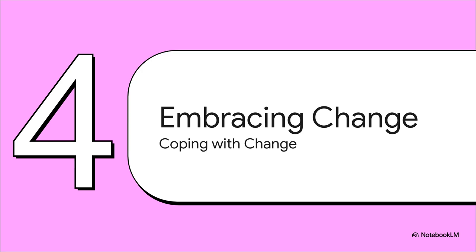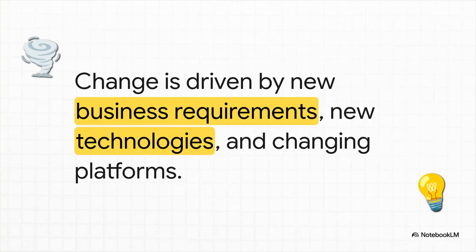If we know for a fact that change is going to happen, how do modern processes actually cope with it? Here's the one universal truth of making software. It is never, ever finished. The world is always changing. Business goals shift. Brand new technology appears out of nowhere. The platforms we build on get updated. So change isn't just a possibility, it is an absolute guarantee.